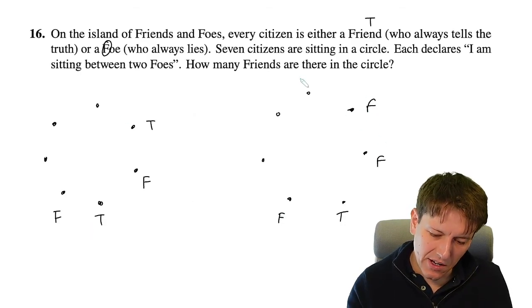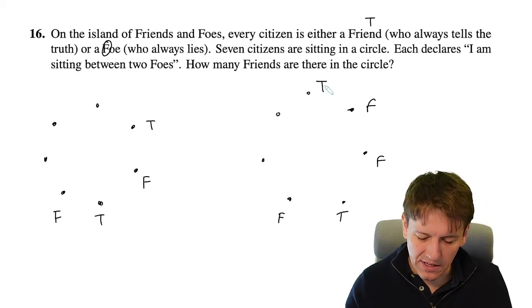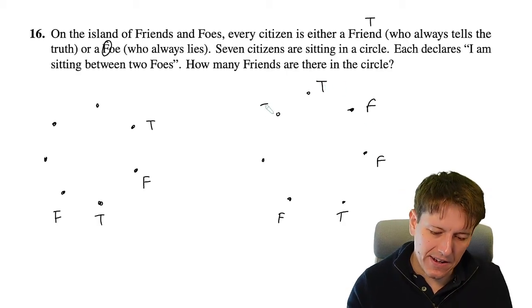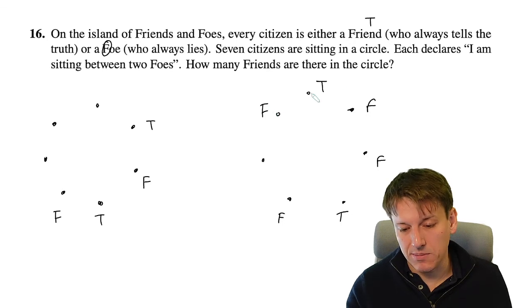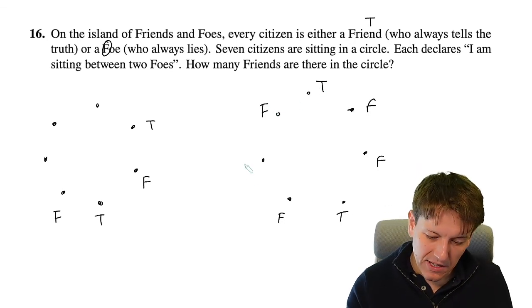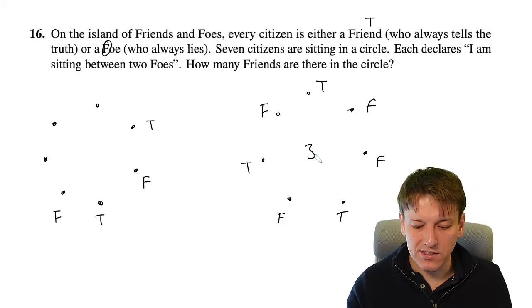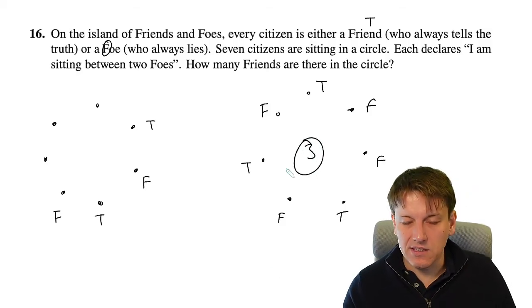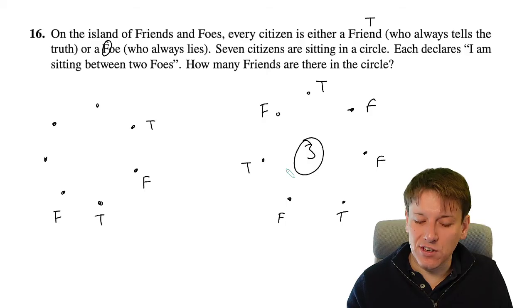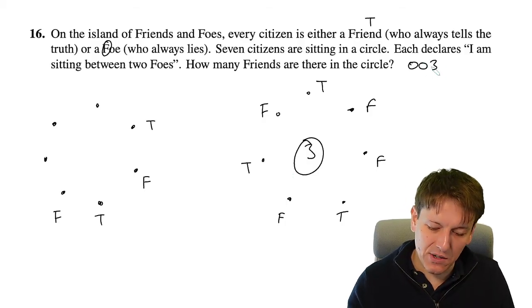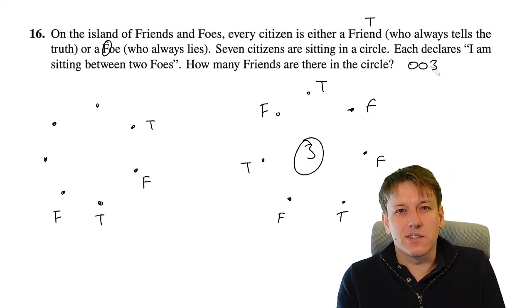So in this one, I can't have 3 foes next to each other, so this next person must be telling the truth, and then this one must be a foe because the person telling the truth has 2 foes either side of them. And again, I can't have 3 foes together like this, so this person must be telling the truth. And so here there are 3 people in the circle telling the truth. And at this point, we kind of know that the answer to the question must be 003, because we found a consistent way of doing it.